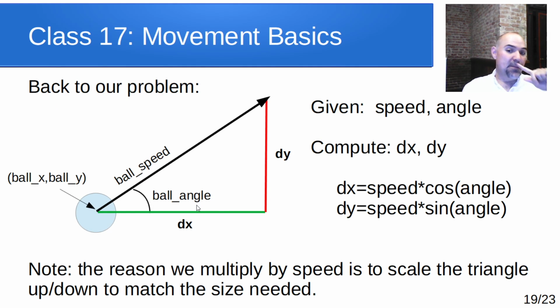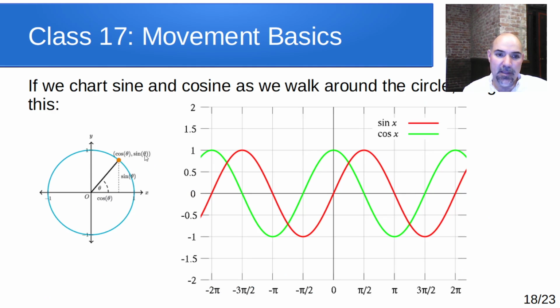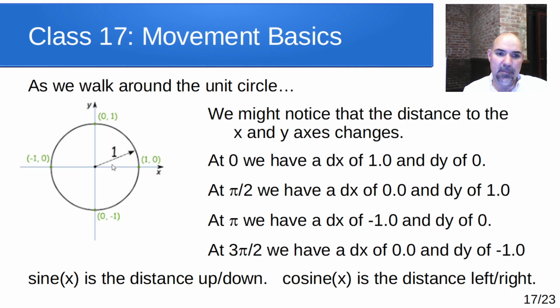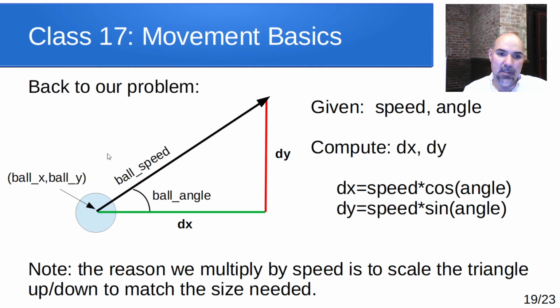Okay, so back to our problem. So given the speed and the angle, how do we compute dx and dy? All right, so dx, that's left and right, so that's going to be cosine, so cosine of the angle. And in this case, I'm going to multiply it by speed, because notice in our diagram back here, this radius was 1.0. That was a radius of 1. Radius of 1. But over here, the radius is ball speed.